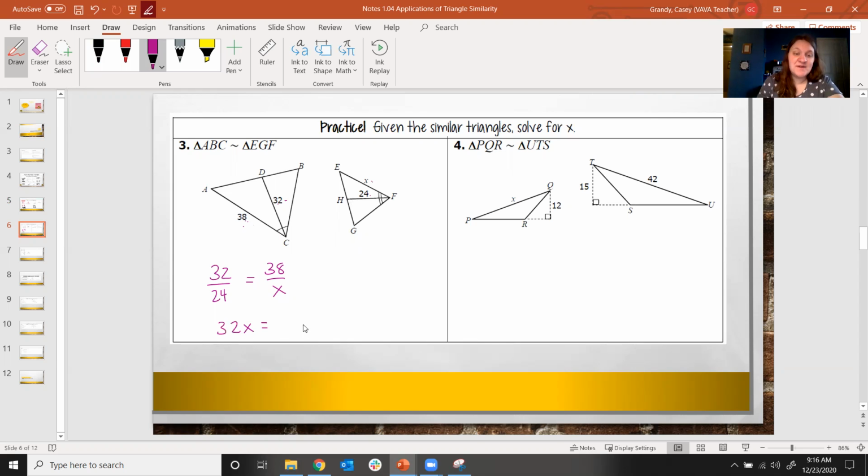So I get 32x equals, and then we'll do 24 times 38, 912. Divide both sides by 32, we get 28.5. Sometimes, remember, our height or altitude are on the outside of the triangle, and that's okay. The idea is still the same. The heights will still be proportional to sides of our similar triangles. So go ahead and try number 4.